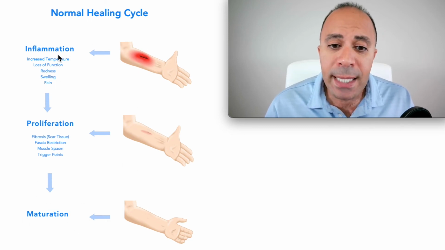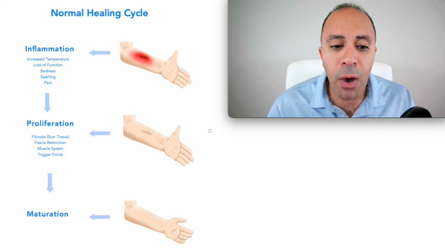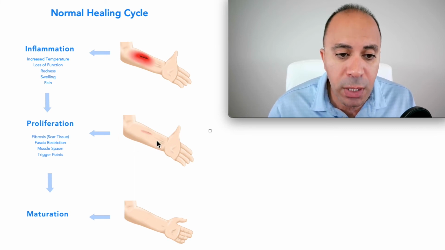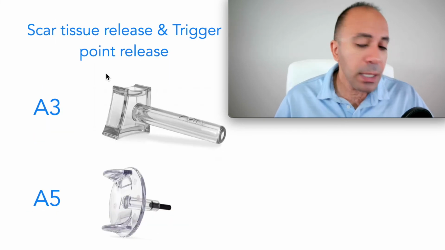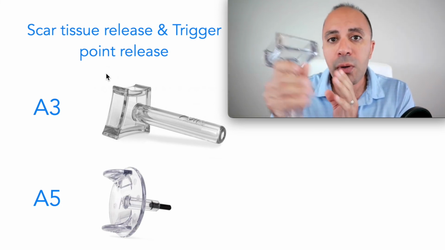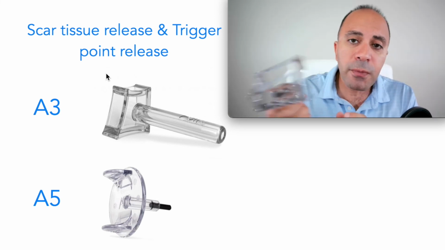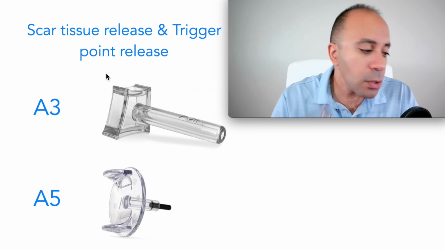At the same time, while we're decreasing the inflammation, we have to get rid of the scar tissue, the fascial restrictions, and the tightness caused during the proliferation stage. So what I personally do is use the A3 to break down superficial scar tissue. I use it on the plantar fascia, the Achilles tendonitis, any foot pain. When you feel there's superficial scar tissue, I use the A3 to address that.